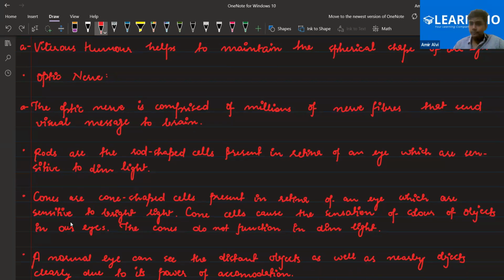Okay. So Ibad and Faizan, what are you doing? Please focus on the screen.